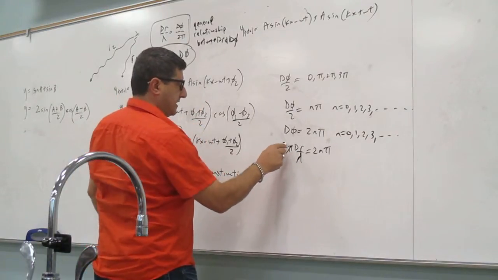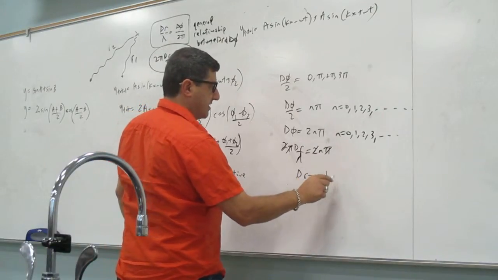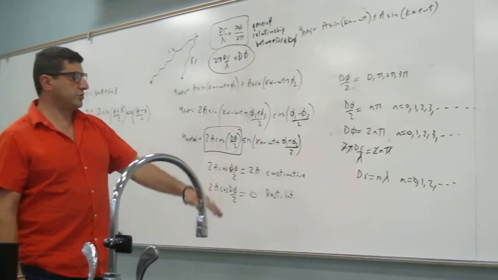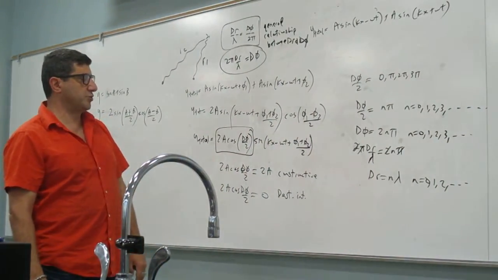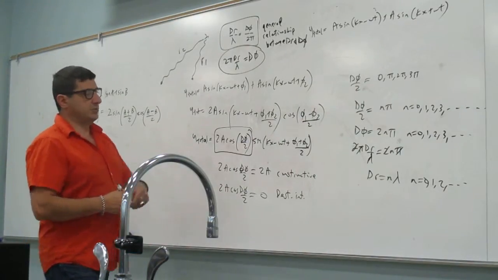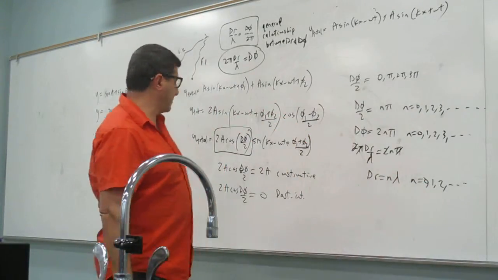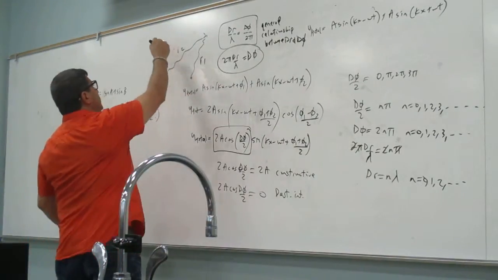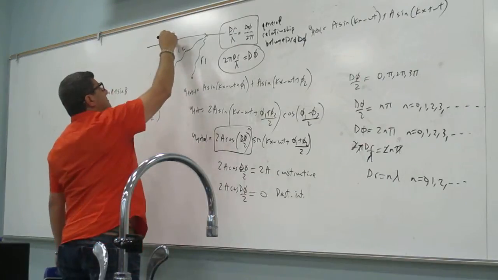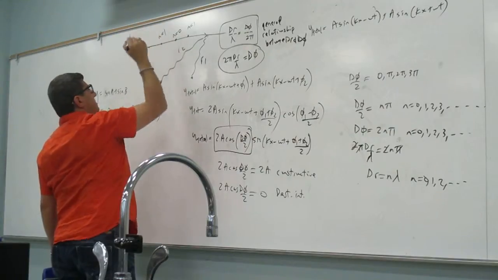Then you say, okay, 2 pi delta r over lambda is 2 pi n, so delta r is equal to n lambda. So that was the next thing we went to, and we said, okay, if the distance is integer multiples of wavelength, then we have constructive interference, right? Then we label this central max, first order max, second order max, and so on. So if you put a screen here, the central max will occur right in the middle. Then first order max, second order max, and so on.